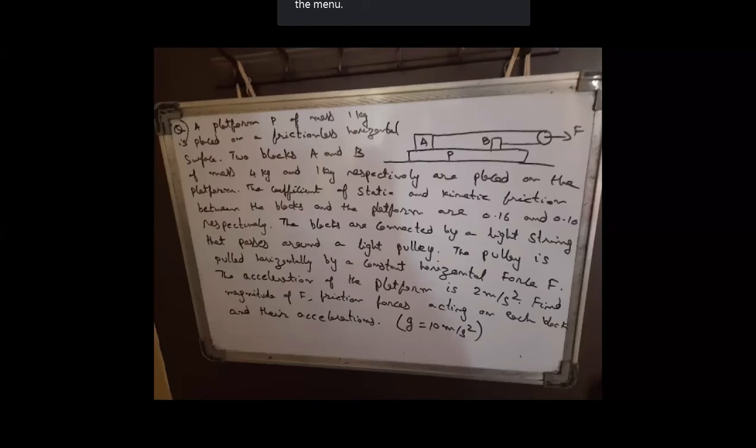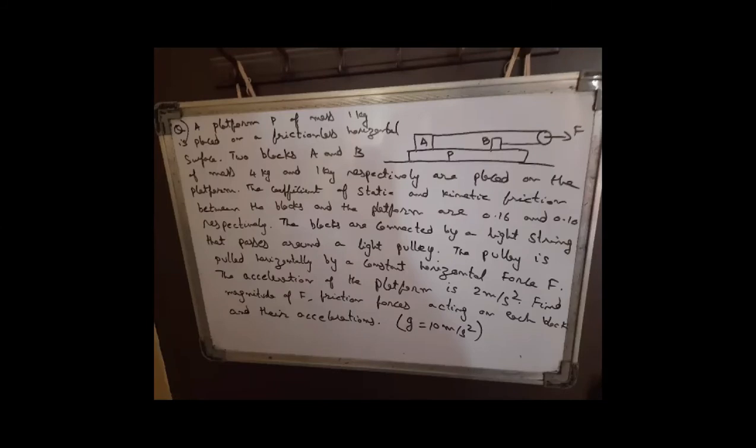So we have a diagram in which there is a platform T of mass 1 kg, placed on a frictionless horizontal surface, and two blocks A and B of masses 4 kg and 1 kg respectively are placed on the platform. The static and kinetic friction coefficients between the blocks and the platform are given as 0.16 and 0.1. The blocks are connected by a light inextensible string that passes around a light pulley, and the pulley is pulled horizontally by a constant force.